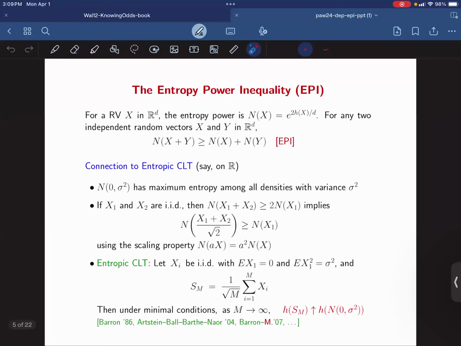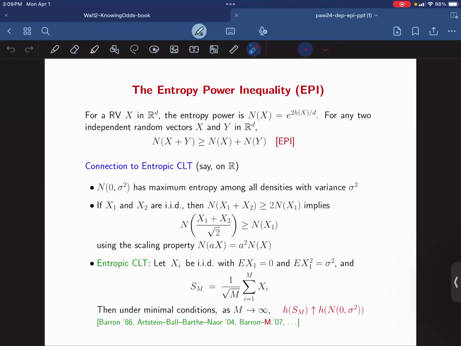That leads us to the entropy power inequality, which says the following. Let's recall that the entropy power is this functional, the exponential of twice the entropy over the dimension. The entropy power inequality says that if we have independent random vectors X and Y in R^d, then the entropy power of the sum is greater than or equal to the sum of the entropy powers, right? Of course, adding the random vectors corresponds to convolving the corresponding densities, so this is really an inequality for the entropy of convolutions.